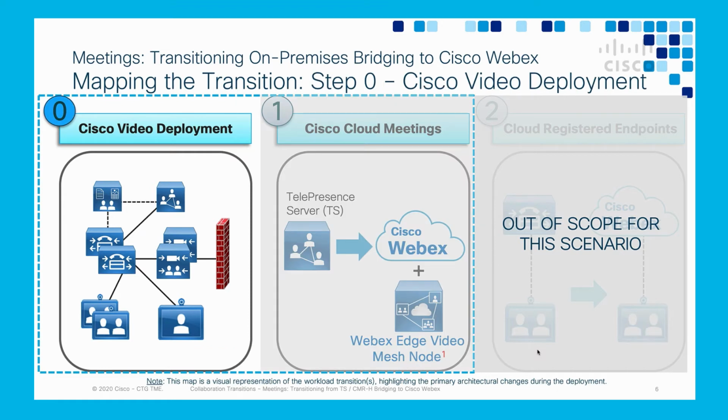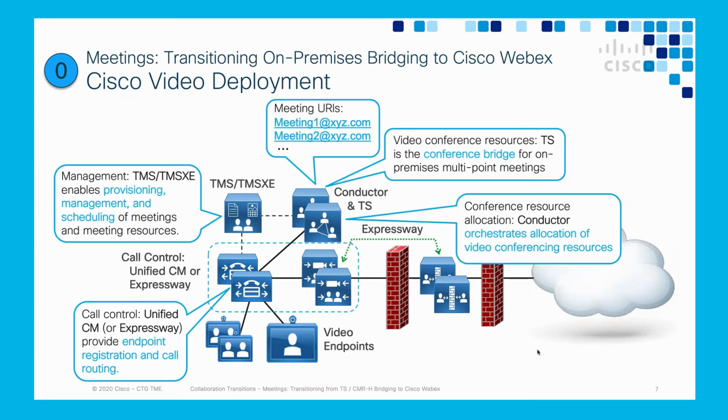So first off, let's talk about the existing environment. What would be typically there in most customers that have on-premise only environments. And it would look something like this. Now you can take a moment and digest every one of these components on it. We're only going to talk about two things here. The telepresence server and the conductor.